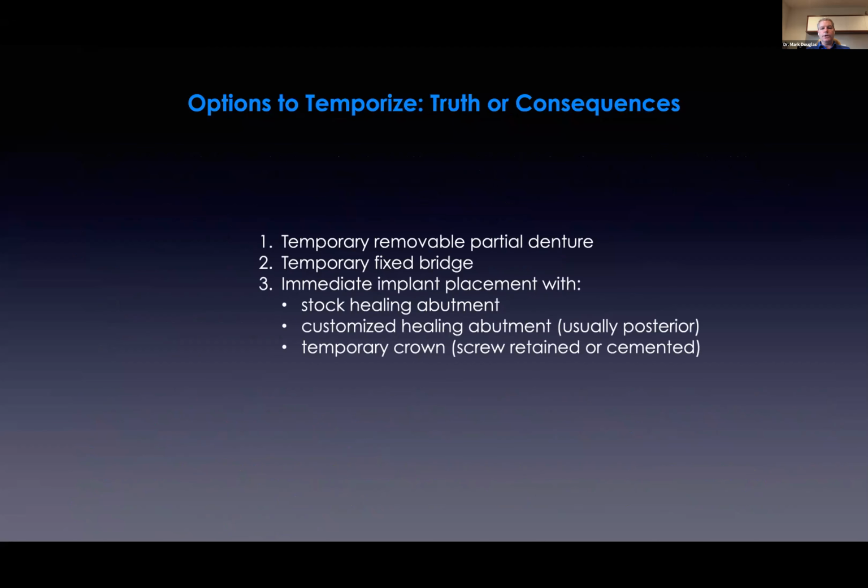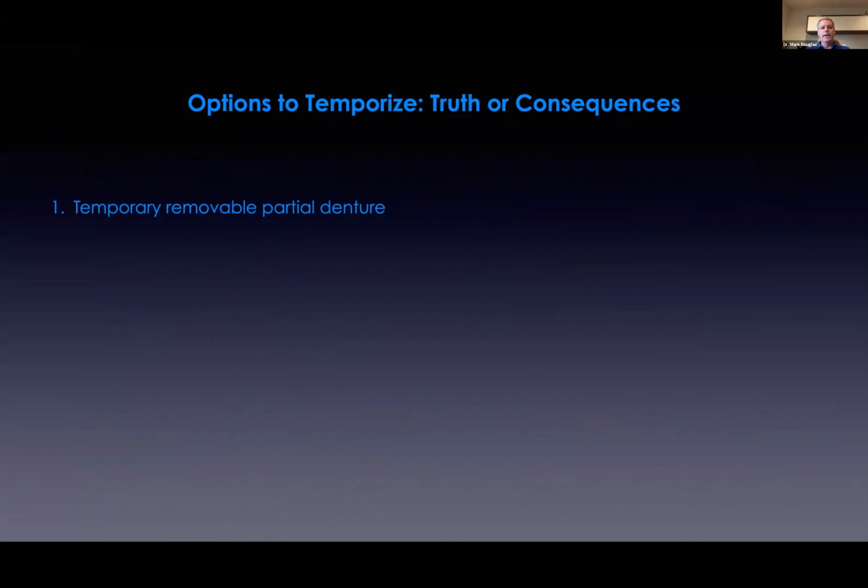Now, what are our options to temporize? We can make a temporary removable partial denture, an RPD. We can make a temporary fixed bridge, or we can immediately place the implant, and you can temporize that with a stock healing abutment. You can put a customized healing abutment, which we usually do in the posterior, and you can do a temporary crown, which can be screw retained or cemented. Screw retained is my preferred way to do it.